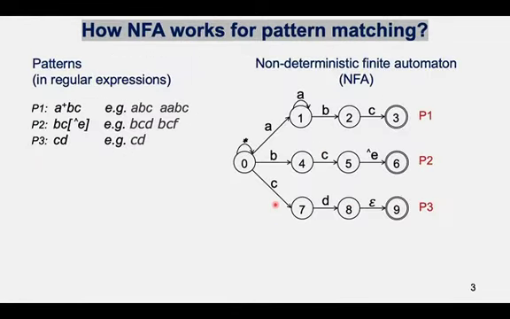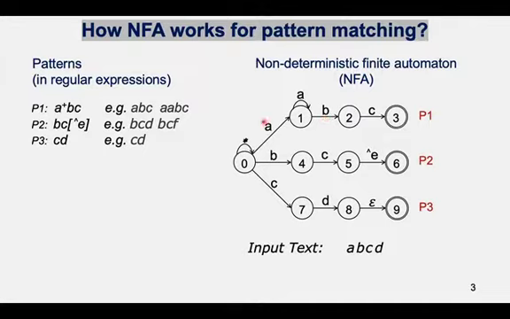So as a background, let's see how NFA works for pattern matching problem. The left side shows three patterns defined in regular expression. The first pattern P1 is simply a string of ABC where the first character A may appear one or more times. The second pattern P2 has a character B and C followed by any character that is not E. The third pattern P3 is simply a string of two characters C and D. So our input text to search from is simply ABCD. We can construct an NFA as shown on the right side to search if these patterns appear in the input text. This NFA consists of 9 states.